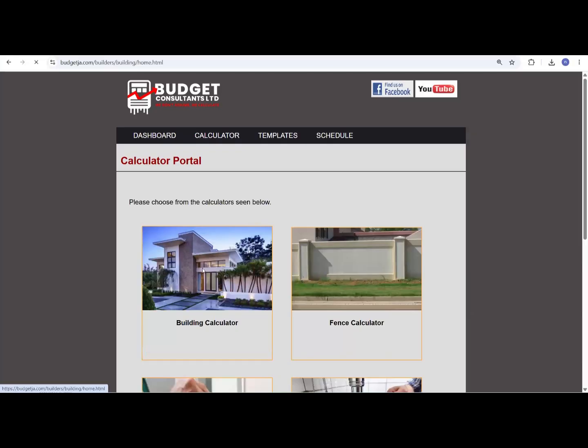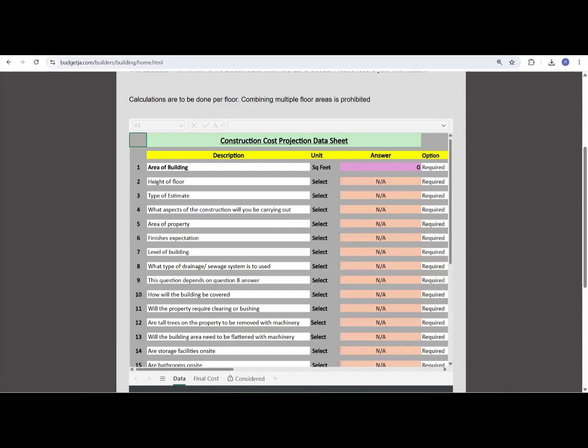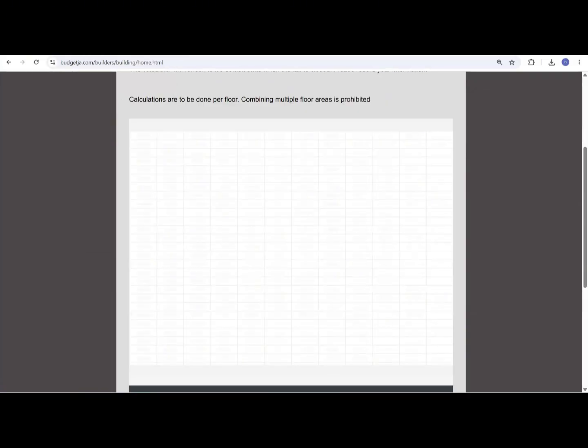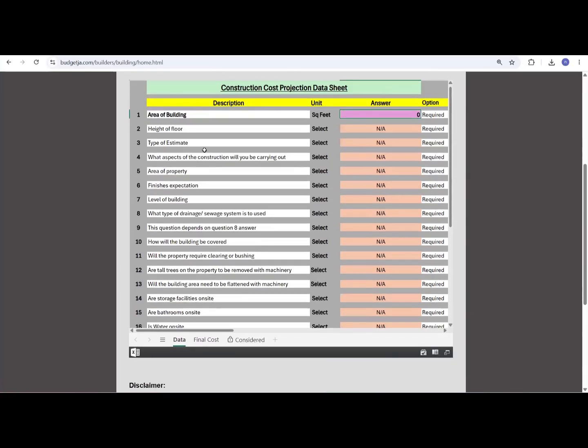Going into the calculator, as usual, we are using the building calculator, and we are going to have to add the data here. To make this process easier for myself, I'll duplicate the window so I can represent the ground floor in one section and the first floor in the other. Most of these details you would be familiar with based on the previous tutorial, so I'm just going to add some data and then show what the results are.